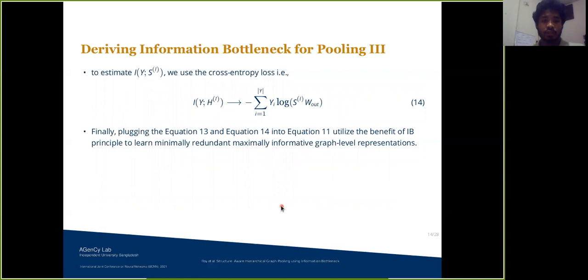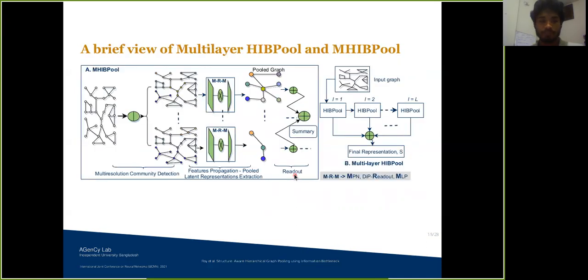Then to estimate our second term in our objective function, the mutual information of A, graph level U, graph level Y, and summary representation S, we can use simple classification cross-entropy loss. And finally, these equations allow our model to utilize the benefit of the IB principle to learn minimally redundant and maximally informative graph level representation. Here is a brief of multi-layer HIBPool and MHIBPool.